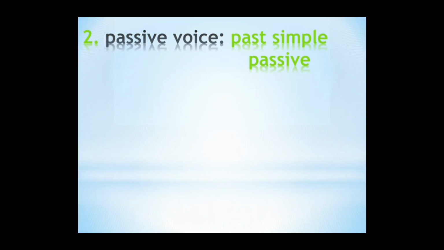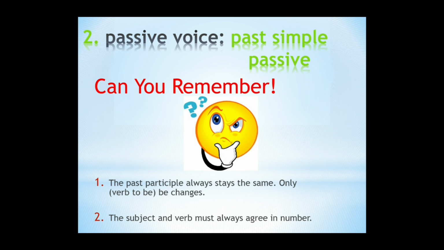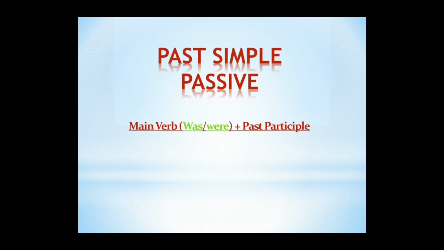Now, let's go to the next rule, the past simple passive. Can you remember? Let's see. The past participle always stays the same. Only verb to be changes. The subject and the verb must always agree in number. So, the past simple passive is the main verb followed by was or were plus the past participle.